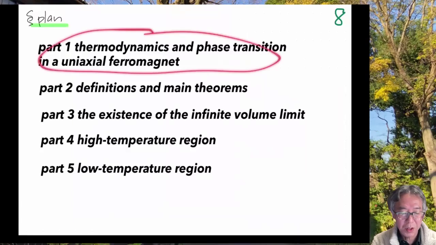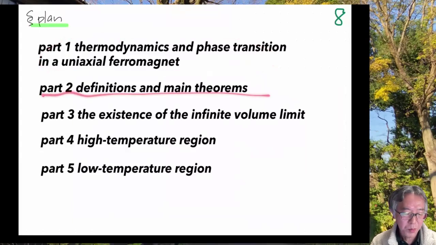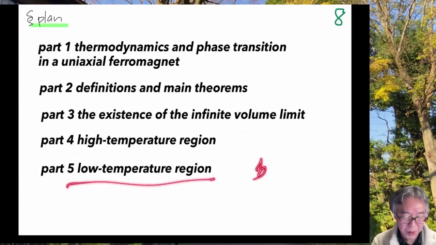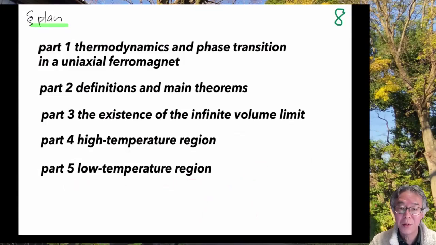So this was part one, introduction. In part two, I'm going to define the model carefully, and I will discuss the main theorems. And in part three, this is very important, I prove the existence of the infinite volume limit of the free energy density. And then we show that it is differentiable at H equals 0 for high temperatures. And we also show in the final part that this F is non-differentiable in H at H equals 0 for sufficiently low temperature. Okay, so I hope you will come back and enjoy these parts.